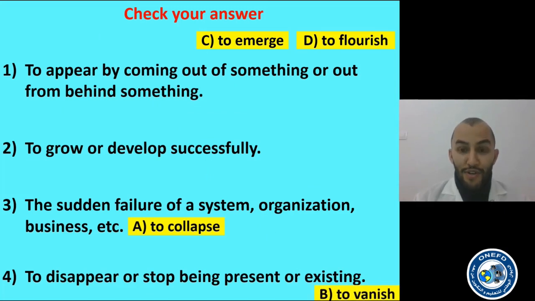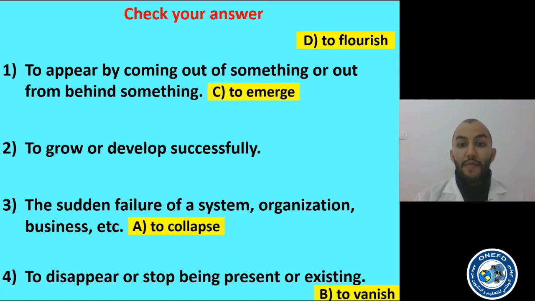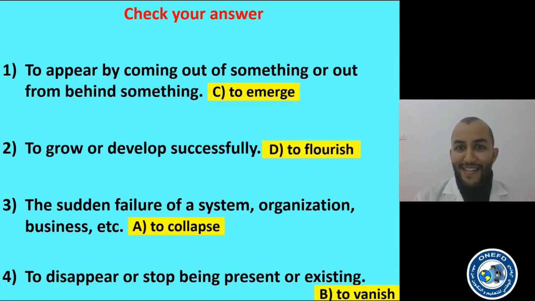Number three, to emerge. To emerge is like to appear, okay? To appear. So emerge is, yeah, to appear by coming out of something or out from behind something. Okay. And the last one is flourish. Remember, flourish is like flower, develop, prosper, bloom. So flourish is to grow or develop successfully. All right. Well done, guys.